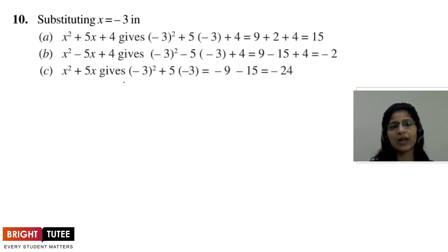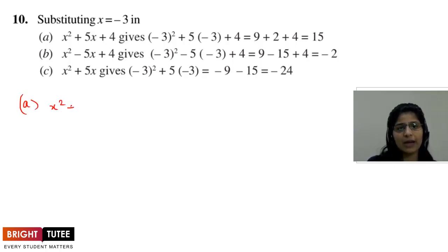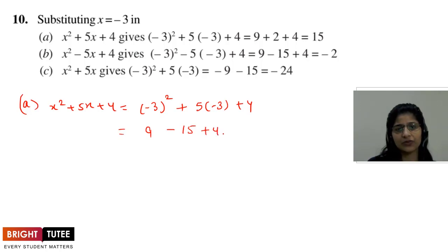It is saying that you have to substitute x as minus 3. What does it give you? So let us check if it gives 15 or not in the first part. A part is x square plus 5x plus 4. Let us put minus 3 in place of x. Minus 3 whole square plus 5 into minus 3 plus 4. So we will have 9 minus 15 plus 4. 9 and 4 is 13 minus 15. What do we get? Minus 2.